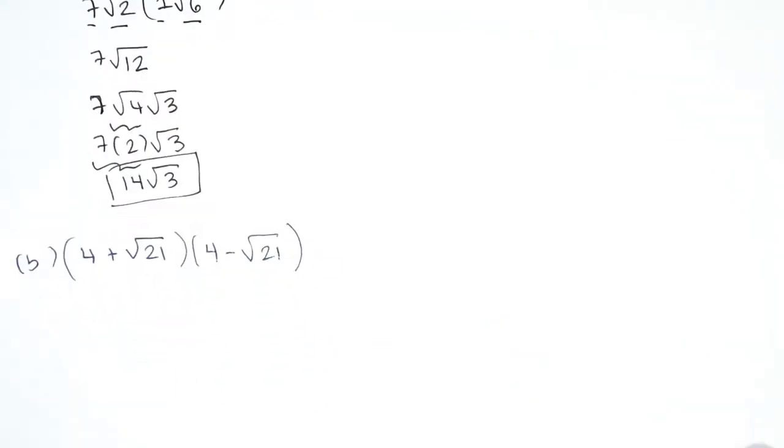Okay, so problem B. We have 4 plus square root of 21 times 4 minus square root of 21. I am at a crossroads. I need to stop saying those words. I am at a crossroads in terms of how to multiply.